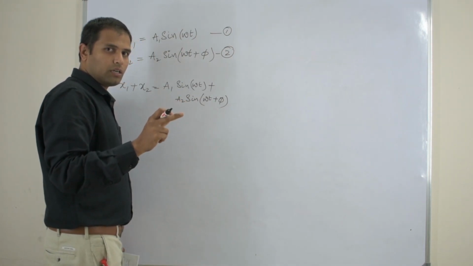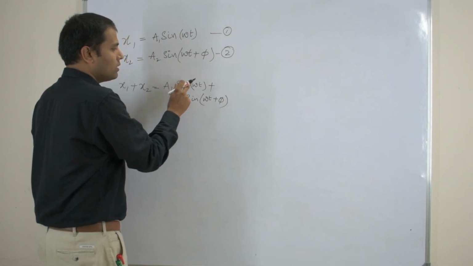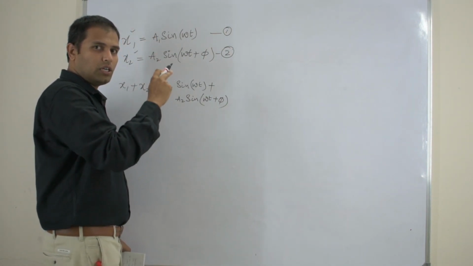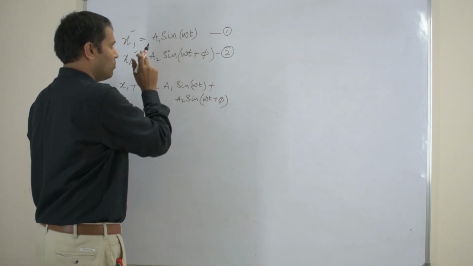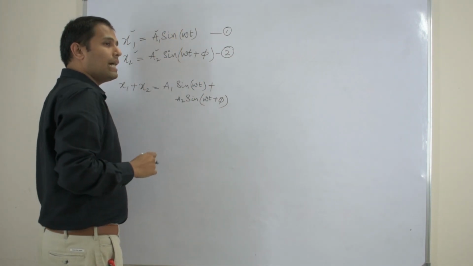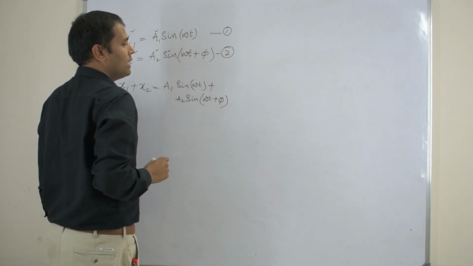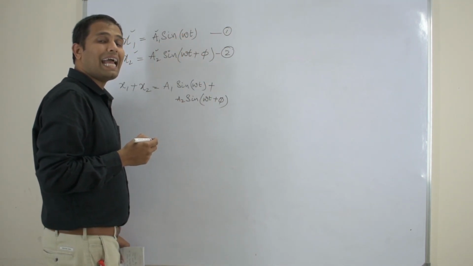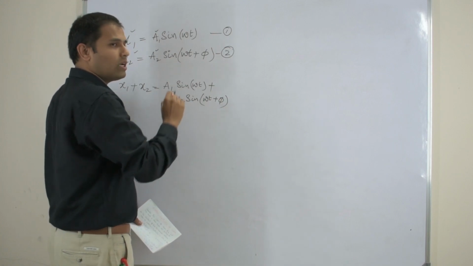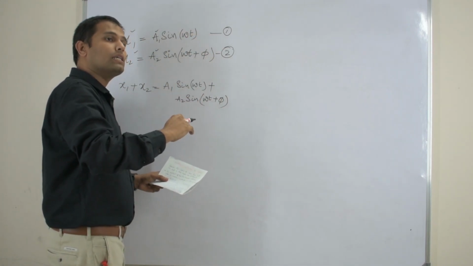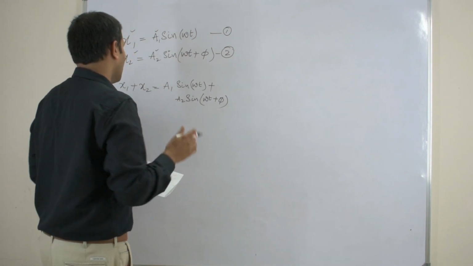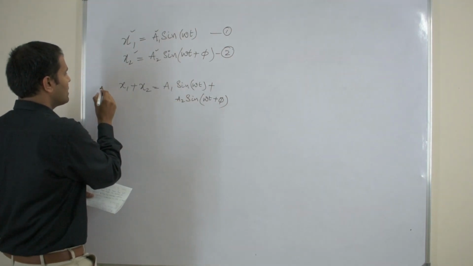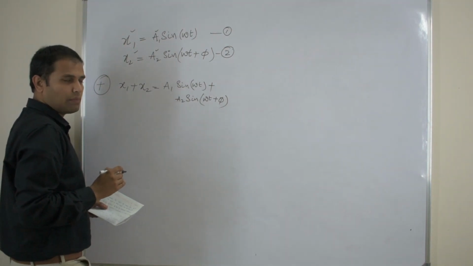I think you are very well aware of what each and every parameter is. x1, x2 are the displacements of two individual harmonic motions. a1, a2 are the respective amplitudes. What is omega t? It is the phase angle for equation 1 or motion 1. Omega t plus phi is the phase angle for equation 2. Now, okay, come to this. Here I am doing the summation process.